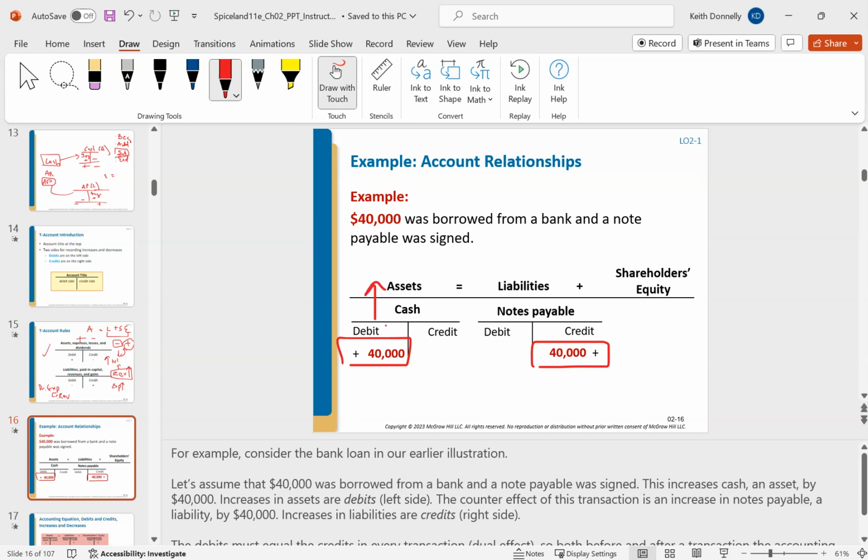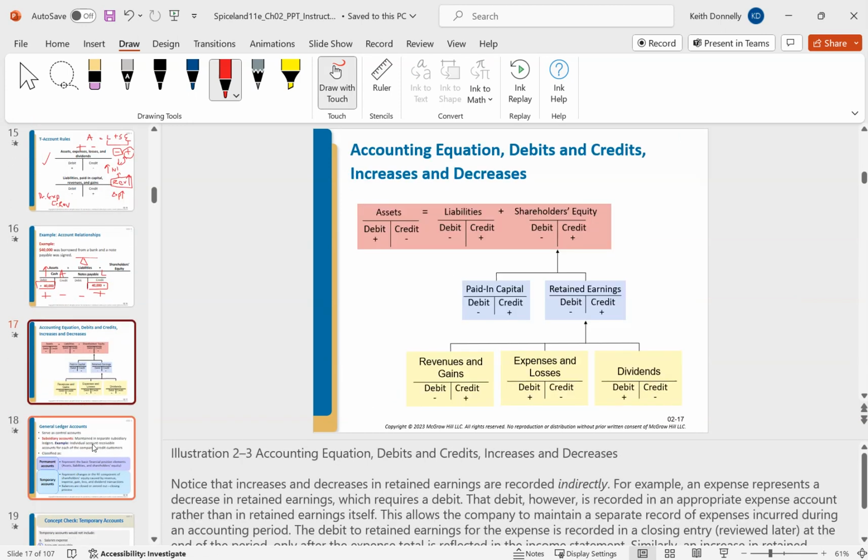They got money, that's more cash. We know cash is an asset, so it's plus, minus. Notes payable is a liability, that's minus, plus. After this, they have more cash, so debit the cash. They have more notes payable, so credit the notes payable, and the seesaw balances, right? So this is just showing you the setup.